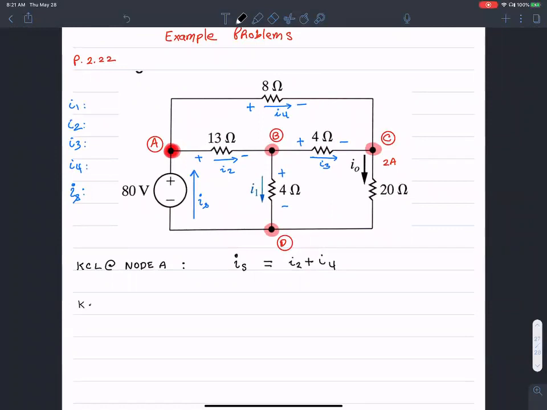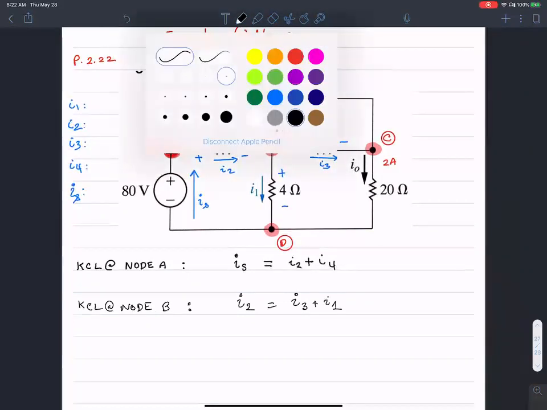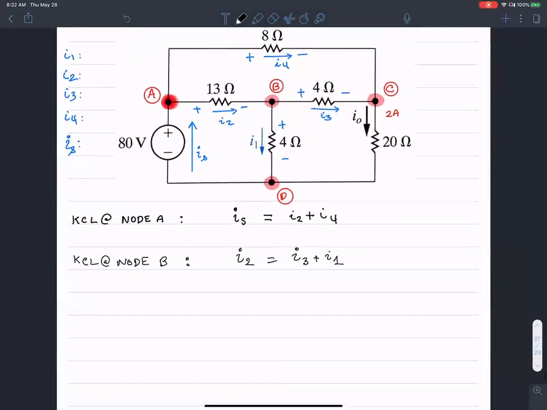Let's apply KCL at node B. At node B, the current entering is I2. That should equal all the currents leaving, I3 plus I1. So that's KCL at node B. Does that make sense? Do you want to apply the KCL at the next node? Any volunteers to do that?